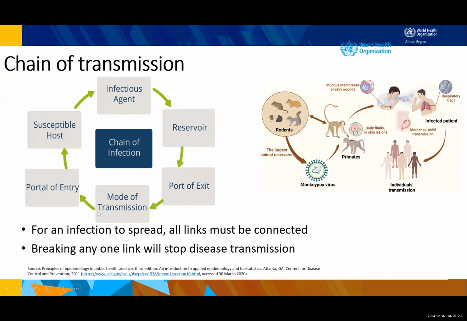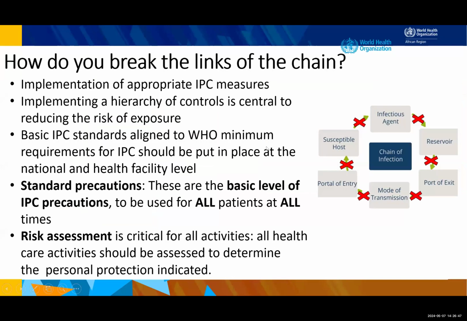And the modes of transmission, as we have said, may be through skin, mucocutaneous, the direct and indirect transmission that we've talked about. And then upon entry, if it meets a susceptible host, like a person who's unvaccinated, then infection sets in, and then the cycle continues, and there's amplification of infection. So for us in IPC, we are looking to break all the links of transmission. So IPC is an appropriate measure to break this, and we implement a hierarchy of controls.